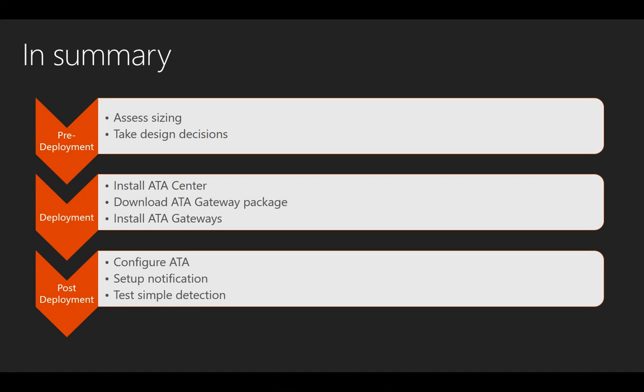Once this is complete, you can rerun that process for all the gateways, whether the lightweight or full gateways in your environment. In summary, we have now deployed ATA, we have installed a lightweight gateway, we have configured the center. All you need to do is the post-deployment tasks, such as configuring some of the additional settings in ATA, set up notification, and of course, testing simple detections or even advanced pen testing.